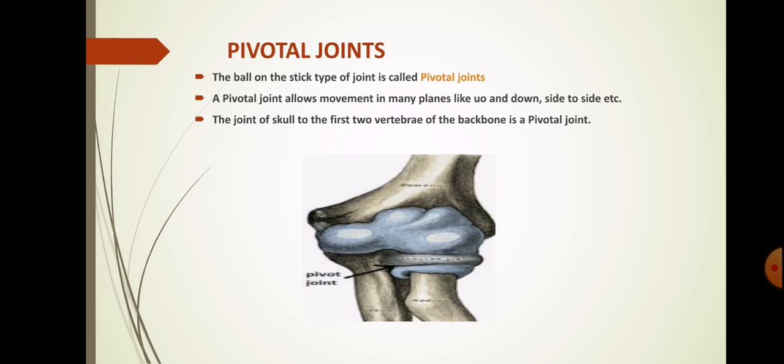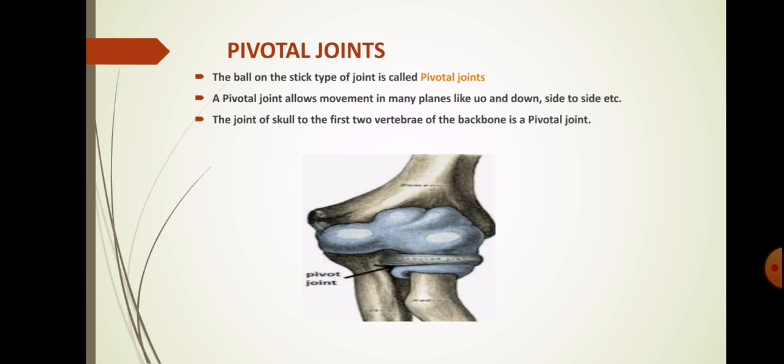The pivotal joint allows movement in many planes, for example up and down, side to side. If you move your neck, you will be able to move it up and down, and from the left side to the right side. In a rotation also you will be able to move your neck. Why? Because of the presence of the pivotal joint.